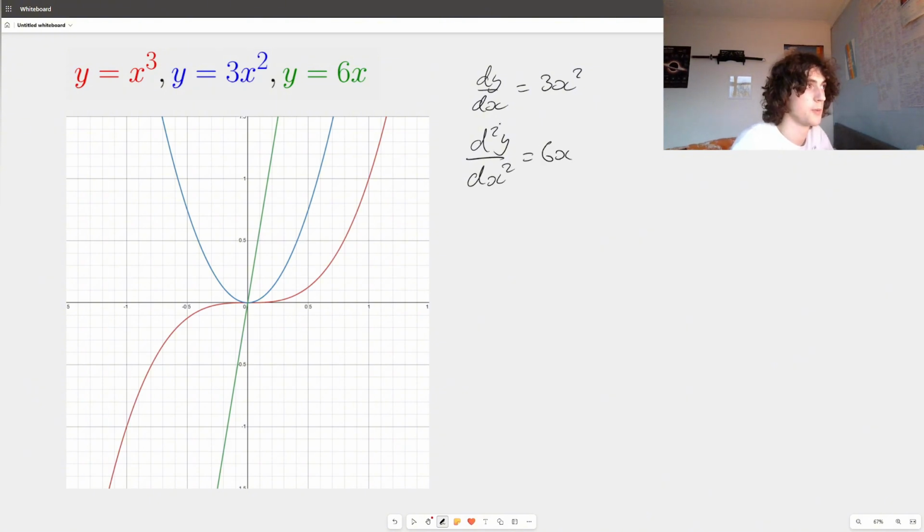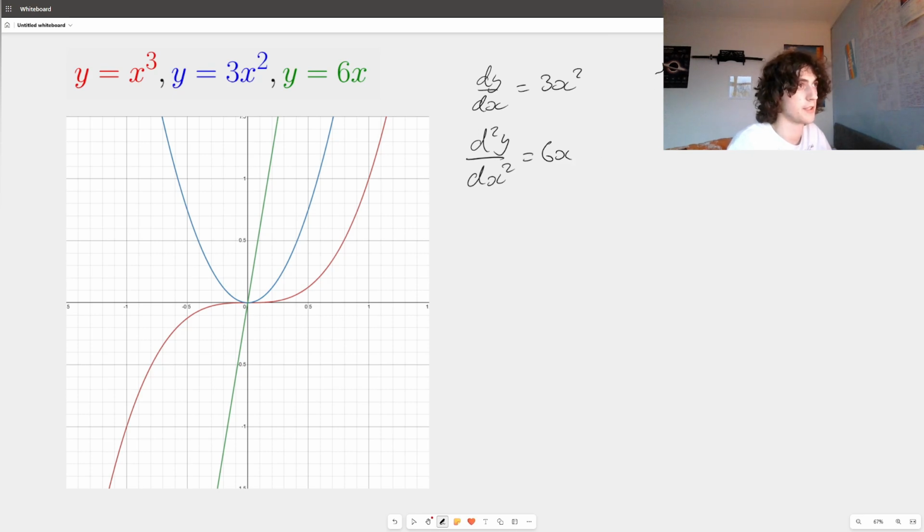It's important that the square is on this first d and that the square is on the x here. dy squared over d squared x or whatever it is does not mean the same thing. It is going to be d squared of the variable that you are differentiating, over d and then the variable with respect to, squared. And that's where we get this term from. So d squared y over dx squared equals 6x.